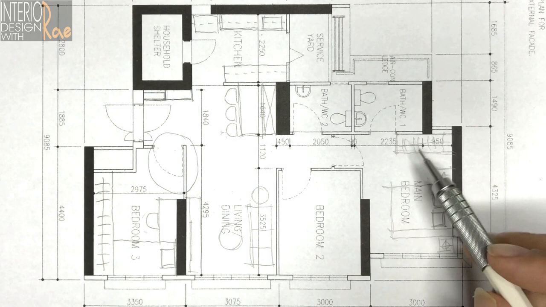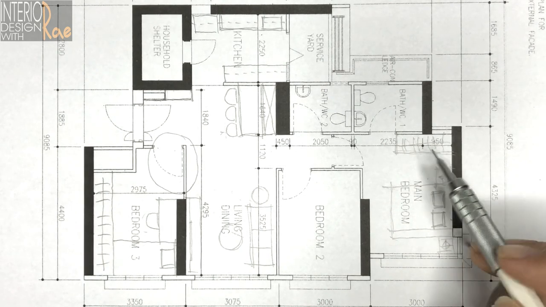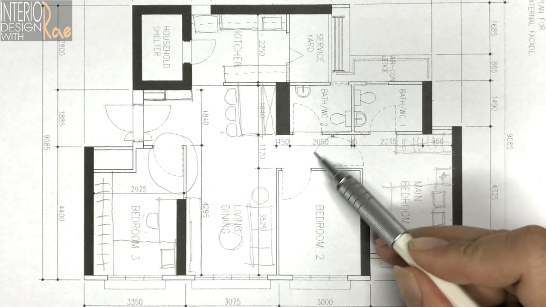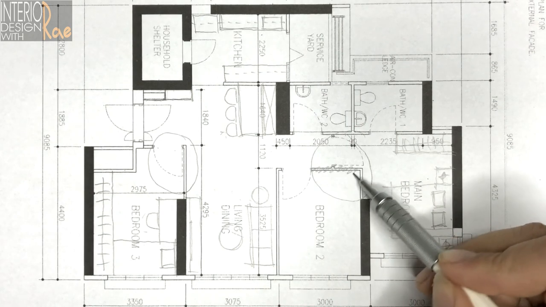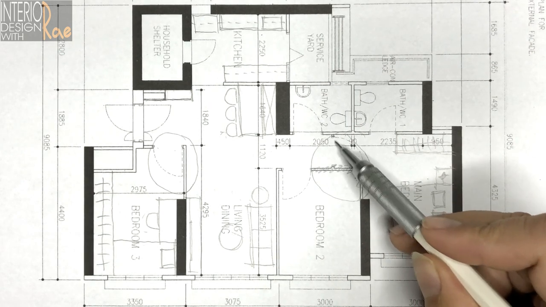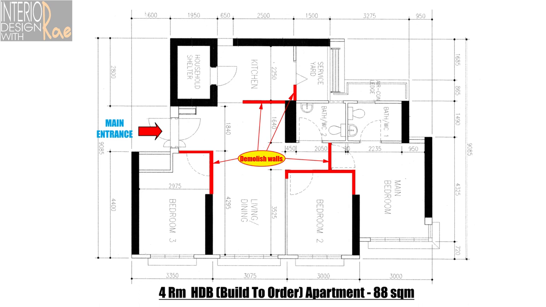So how to give more space or more storage for the wardrobe? Okay, so I'm gonna make some changes here. Basically this wall will have to go, and also the door to the master bedroom. This door will have to go. In this floor plan, I've indicated the walls that are going to be hacked in red. So it's quite clear that you can see those walls will have to be demolished.